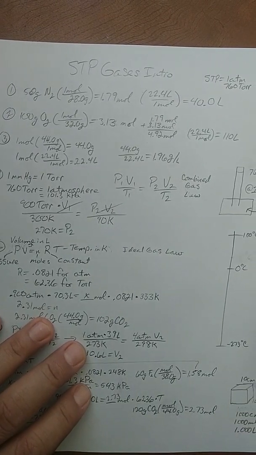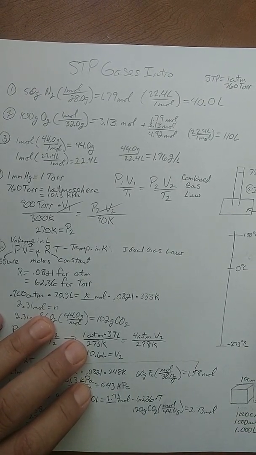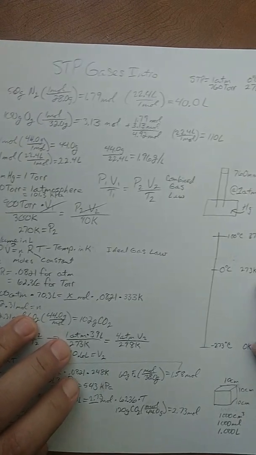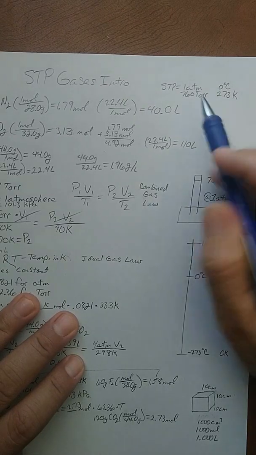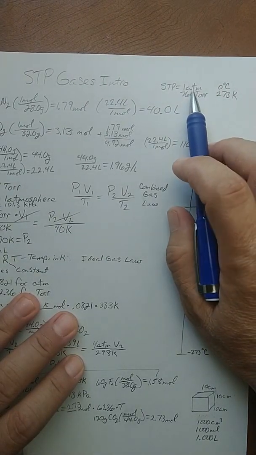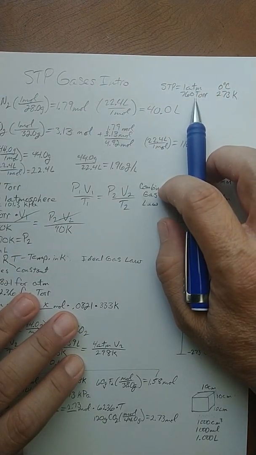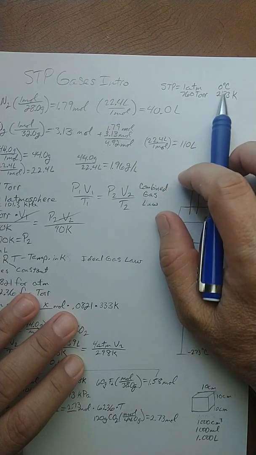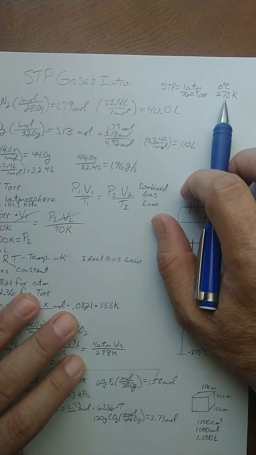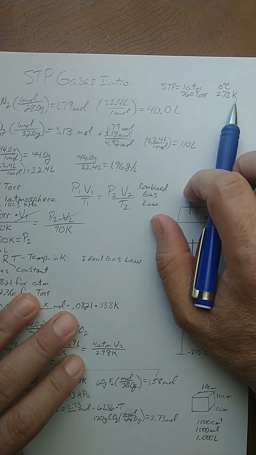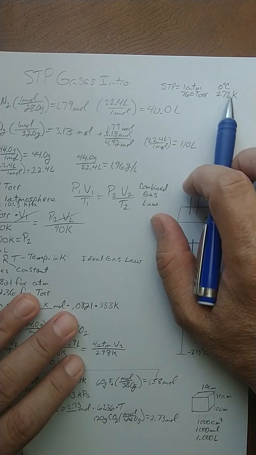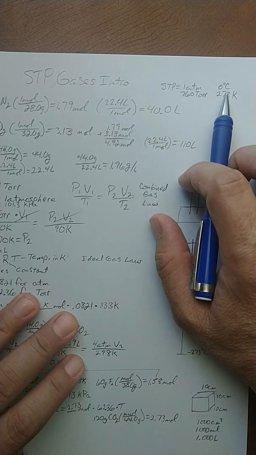STP Gases Intro. What is STP? It's standard temperature and pressure. Well, what are those temperatures and pressures? It's 1 atmosphere of pressure, which is also 760 torr, which I'll explain later, and it's 0 degrees Celsius, which is also 273 degrees Kelvin, which is what we're going to have to use for these problems because Celsius doesn't work. I'll explain this all in a bit.